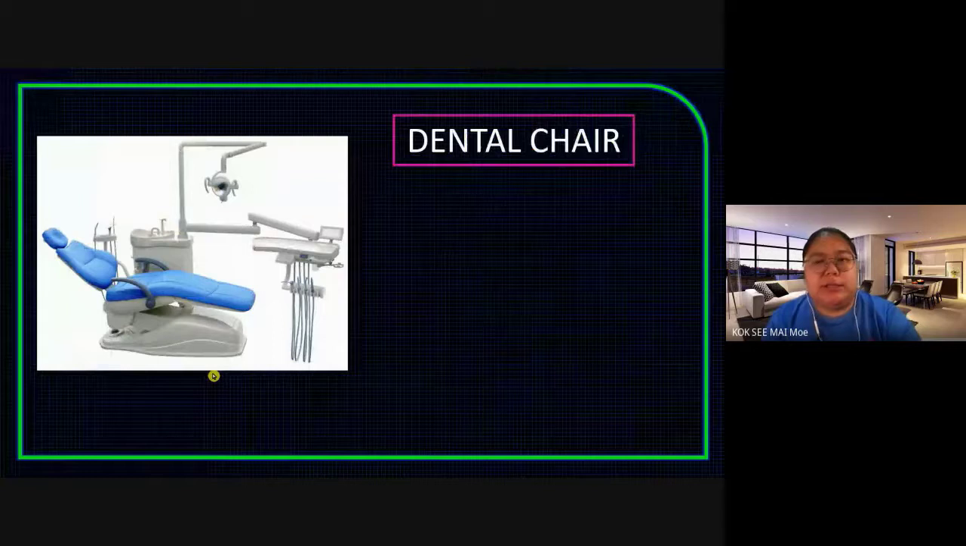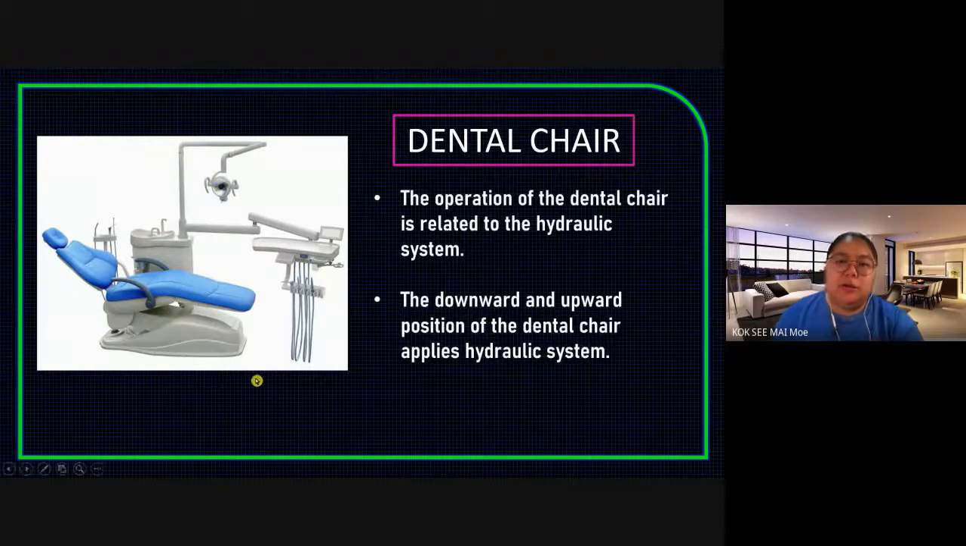And the last system is the tenter chair. The operation of the tenter chair is related to the hydraulic system. The downward and upward position of the tenter chair applies the hydraulic system. Same, they just press, after that you can lift up. Then after that, they press, that means you can come down. It's just like the concept of the hydraulic system.